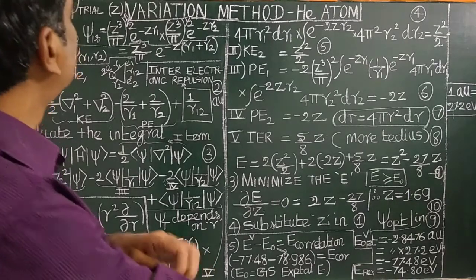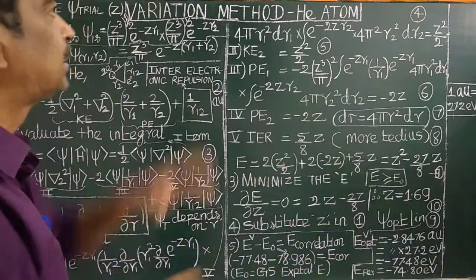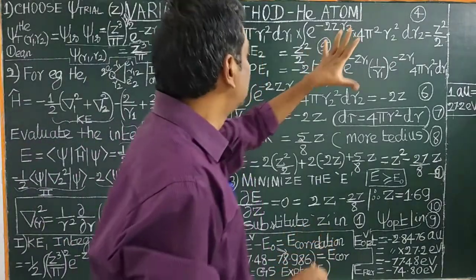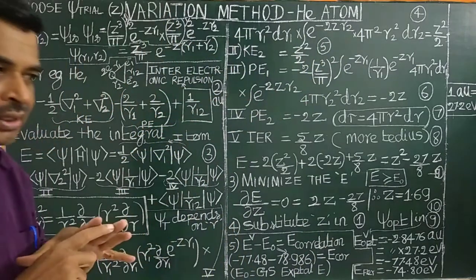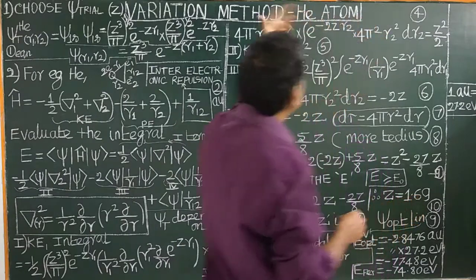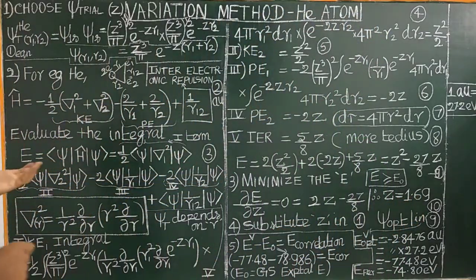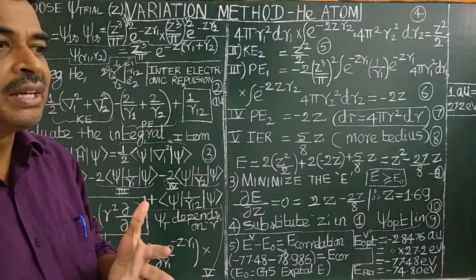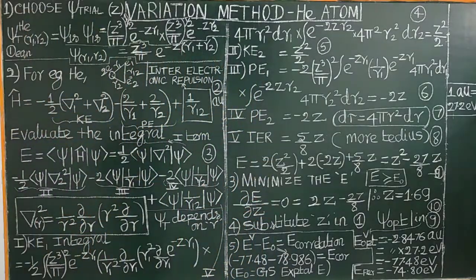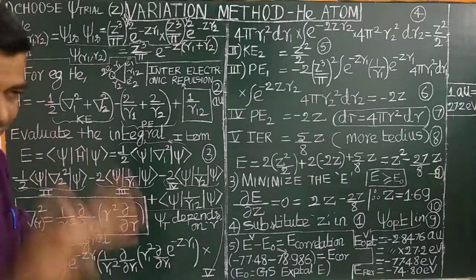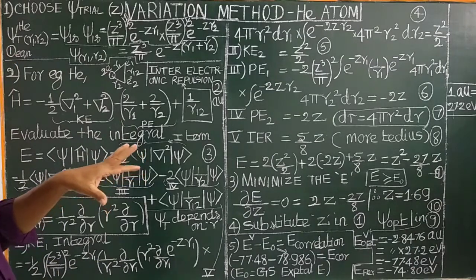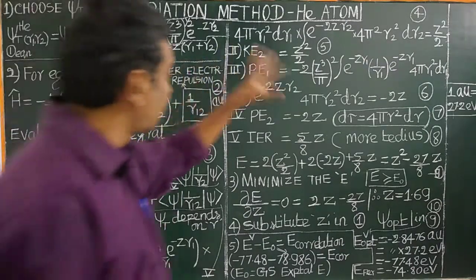Good morning. Let us study today the variation method: application of the variation method to the helium atom. How is the variation method applied to solve a multi-electron atom such as the helium atom? We have already studied the variation theorem, variation method and variation principle. There are 4 steps involved in the variation method for solving a multi-electron atom.